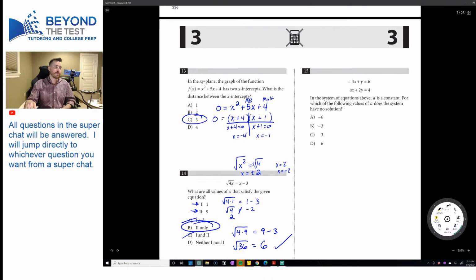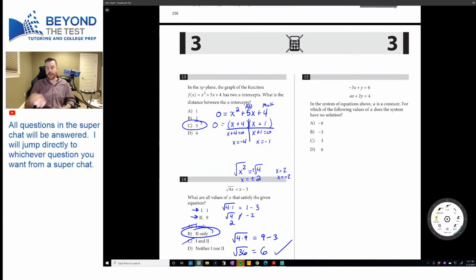Okay, heading up to question 15 then. This is a really good question, a really common question on the SAT as well. So it says here, in the system of equations above, A is a constant. For which of the following values of A does the system have no solution? Okay, so let's underline and talk about what that means. First off, these are linear equations. They can all be written into y equals mx plus b form.